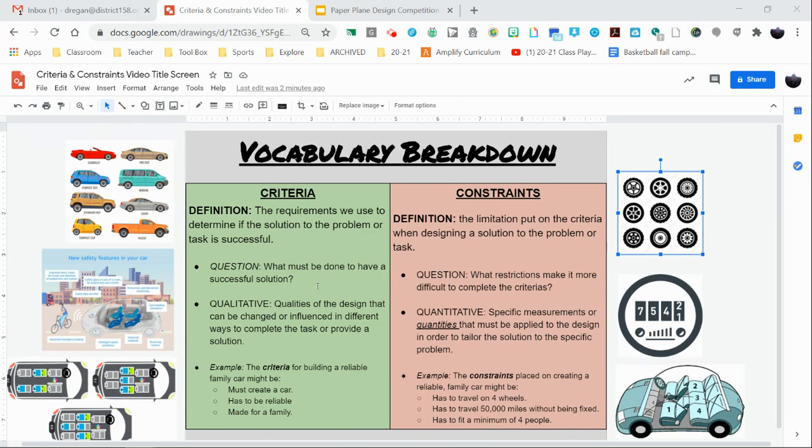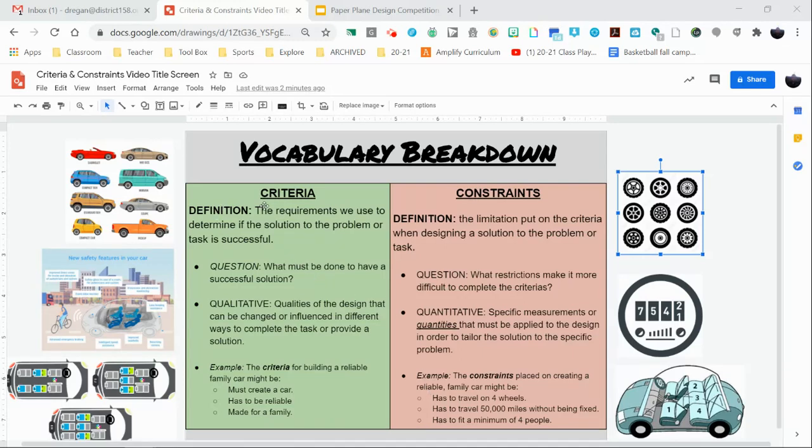challenge. So we're going to start by looking at the criteria, then we're going to look at the constraints, and then we're going to compare and contrast so we can help ourselves identify the differences and even some of the similarities as we move forward. So let's go ahead and look at criteria.